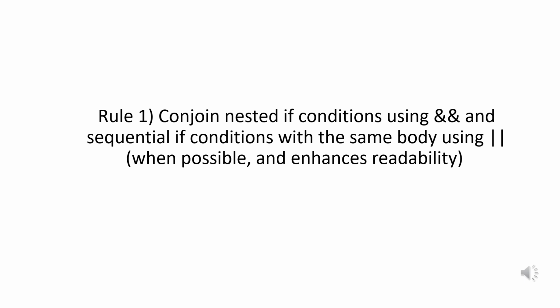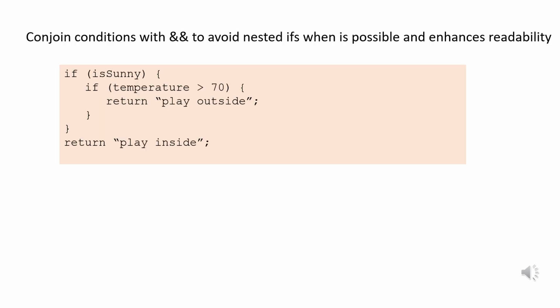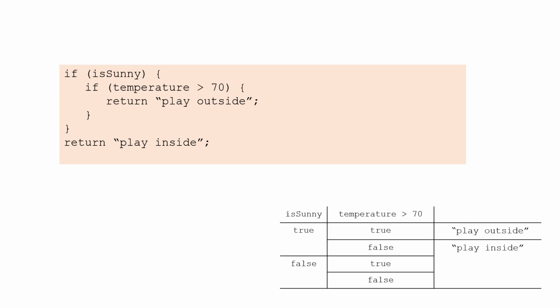First rule is about conjoining conditions together using the AND operator. We'll first discuss conjoining conditions with AND to avoid nested if statements, when it's possible and when it enhances the readability. For each of the rules, I'll show you a code example and a truth table which I use to show you how the code executes on different inputs.